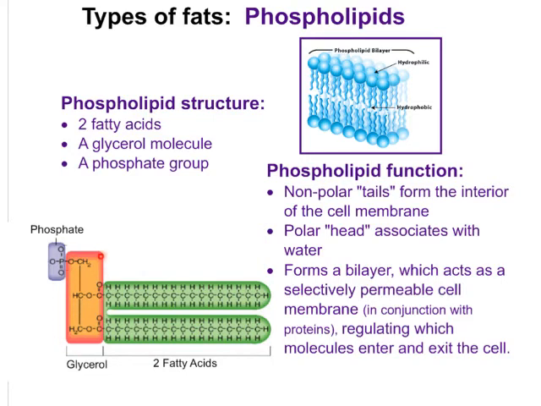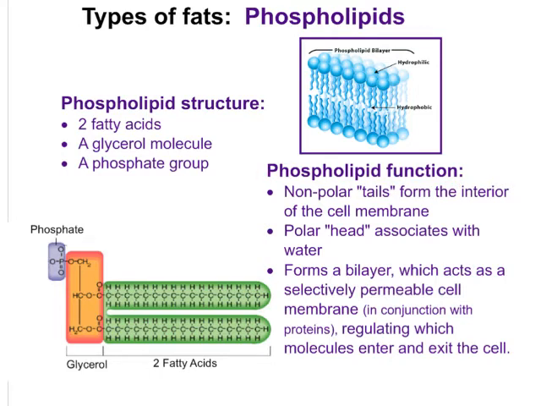Here is our glycerol molecule, like we're familiar with now, and a phospholipid includes a phosphate group right here. It happens to be a chemical component that has phosphorus and oxygen in it. So the phospholipid structure has two fatty acids as tails, it has one glycerol molecule, and it also has a phosphate group.